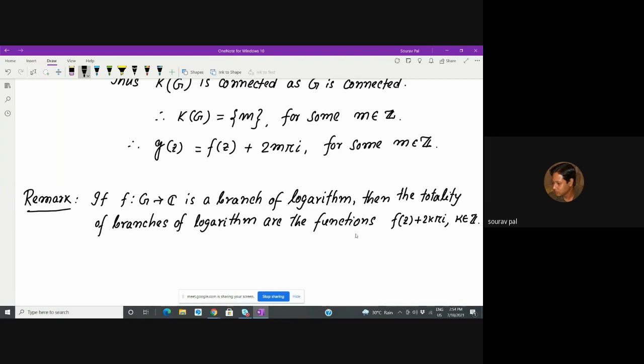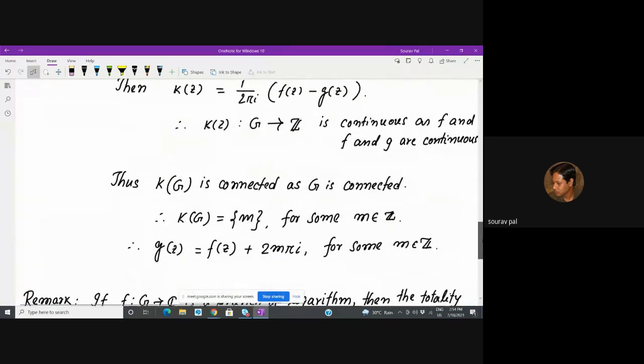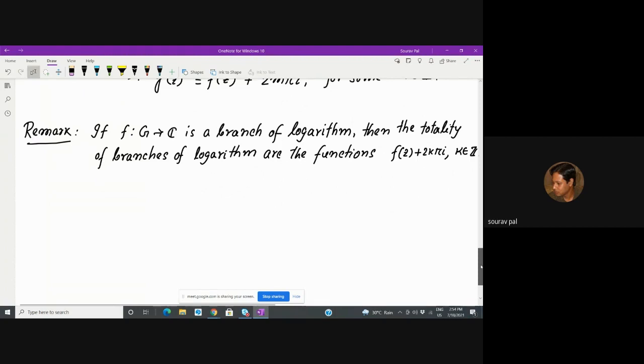Now the point is that we just go back to our previous example, the principal logarithm. In order to define the principal logarithm, we have removed a half line from the complex plane. This half line is called a branch cut. In order to define a single valued logarithm, in order to define a branch of logarithm, we need to remove a half line. This half line is called a branch cut.